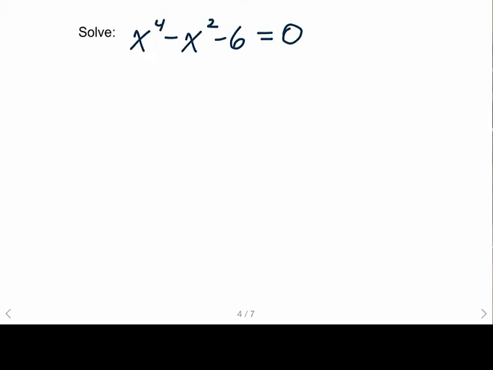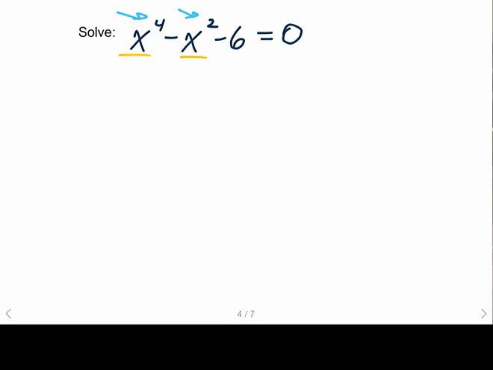On to the next. x⁴ − x² − 6 = 0. I see the x showing up in a couple of terms, and I see the exponent in the first term, 4, doubled the exponent in the second term, 2.